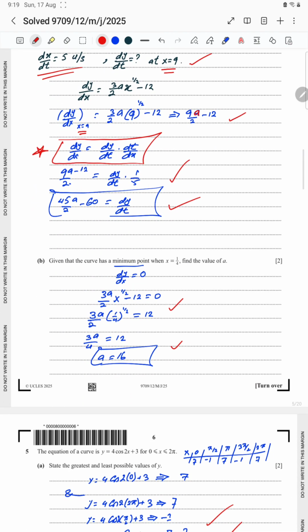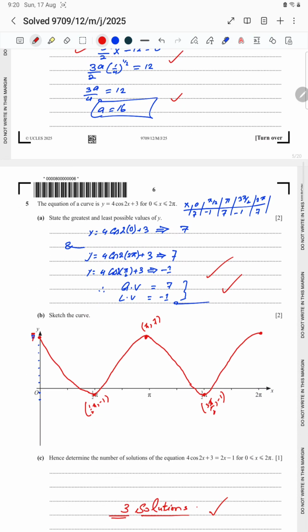Part B, given that the curve has a minimum point, the point where the curve changes direction, that is dy by dx is 0 at that point. So we set dy by dx to 0, and already in the first part we have found dy by dx equal to this. So we equate it to 0 to get the value of a, that is 16.